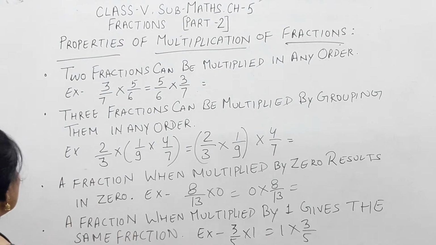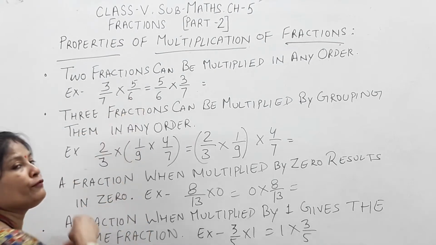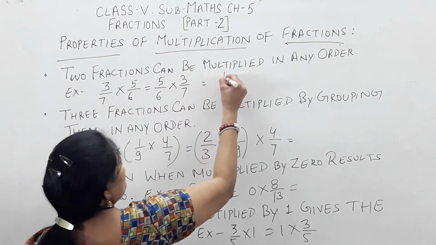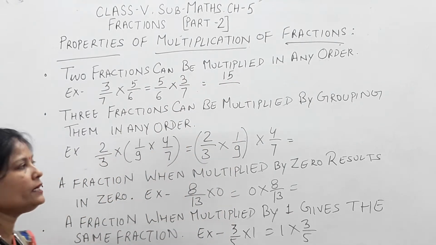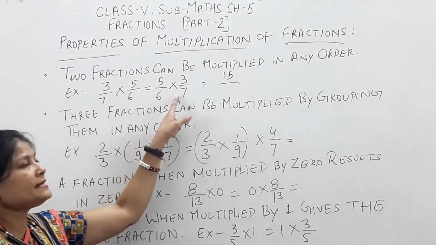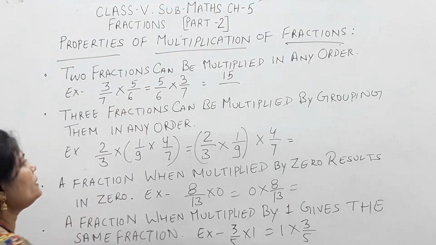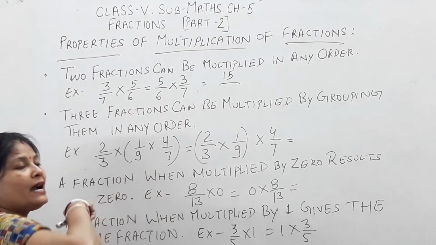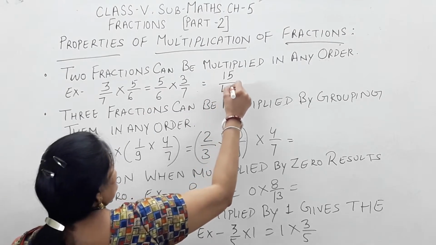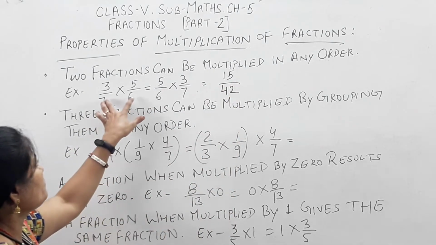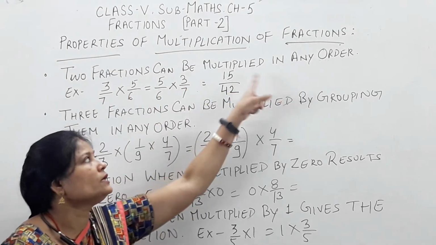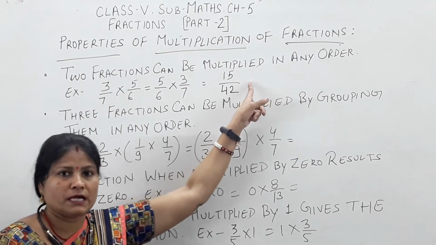Yes children, see, no problem. 5 3s are 15, or we can say 3 5s are 15. So in both cases, after multiplying the numerators, I get 15 only. In the same way, 7 multiplied by 6 is 42, or 6 multiplied by 7 is 42. We have changed the place of the given fractions, so I get 6 7s are 42. Yes children, whenever we multiply two fractions after changing their place, or in any order, the result will be the same. This is my first property.